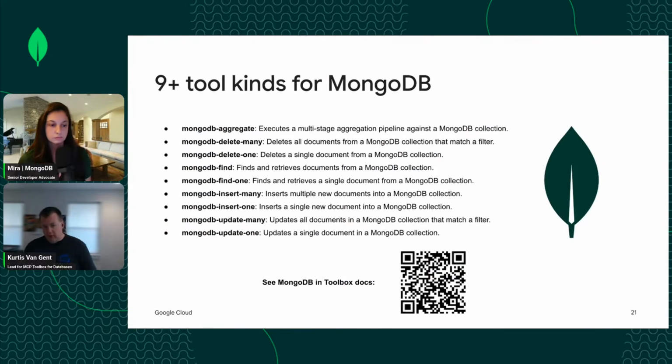Right now, there's over 9 different types of tools for MongoDB. We have a MongoDB aggregate, which allows you to do a multi-stage aggregation pipeline. We have a delete many tool, which allows you to delete all documents from a MongoDB collection that match a filter. We have a delete one, which does the same thing but for a single document. We have find one, which allows you to find and retrieve documents from a MongoDB collection. We have insert many and insert one, that allow you to insert different documents. We also have update many and update one that allow you to update many documents or a single document.